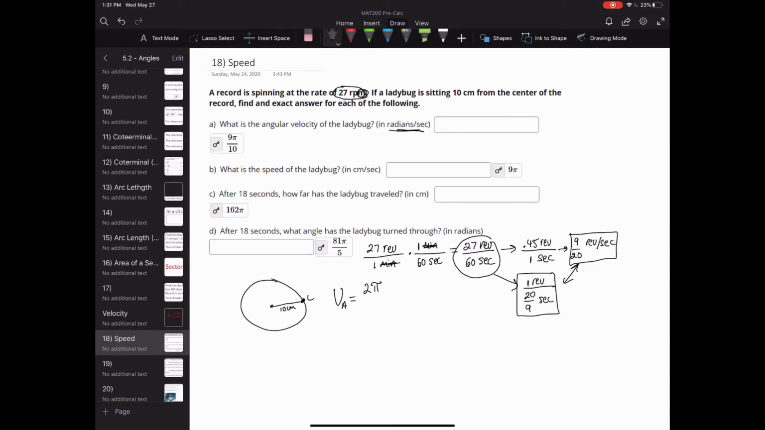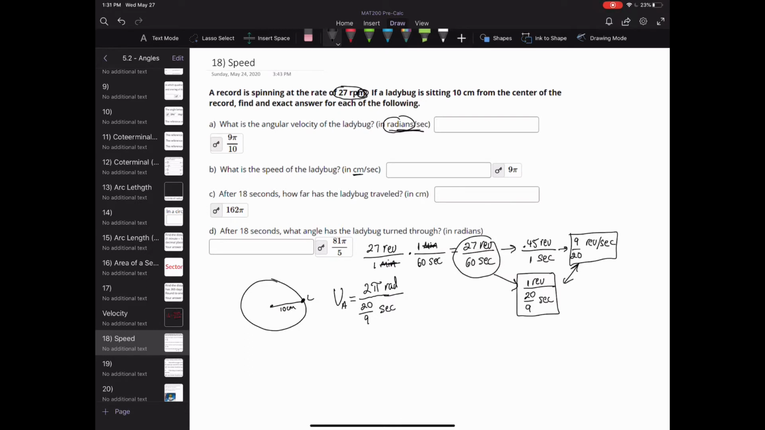So 2 pi, traveling 2 pi radians in 20 over 9 seconds. Alright, so that's 1 revolution, 2 pi radians. And that's how they wanted it. They wanted it in radians per second. And next you'll see they wanted it in centimeters per second. So we'll get to that soon.